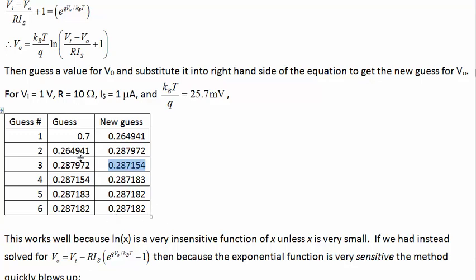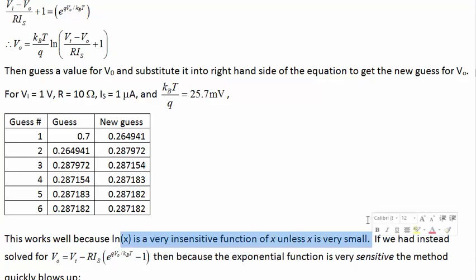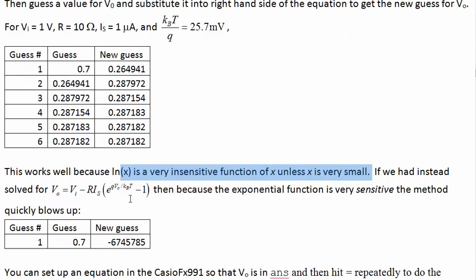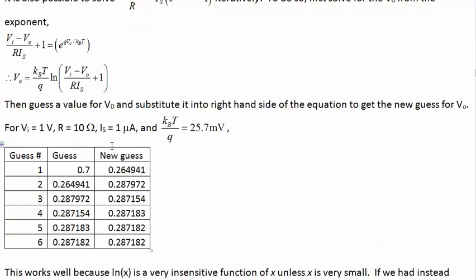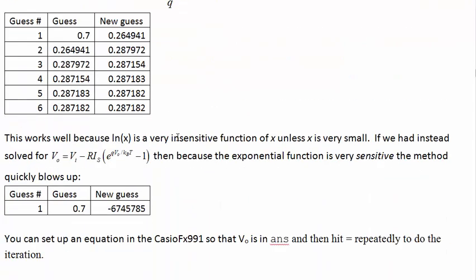This is just a script I wrote with Excel that does this. It just repeatedly subs it in. And this smooths out really quickly because ln is a very insensitive function of x unless x is extremely small. You know that this doesn't work if you leave it as an exponent. If you substitute a V into the right-hand side, this blows up pretty quickly. So it's really necessary to solve for the ln version of this if you're going to try the iterative solution.